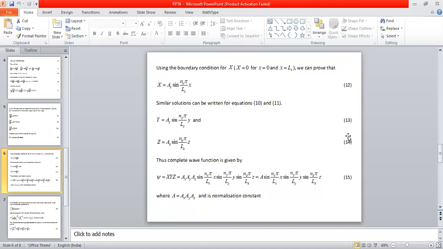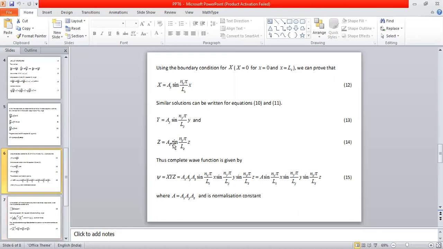If we multiply equations 12, 13, 14, we get Ax, Ay, Az into sin(nx pi divided by Lx into x), sin(ny pi by Ly into y), sin(nz pi divided by Lz into z). Otherwise, this equation can also be written as A times the sine of nx term, the sine of ny term, and the sine of nz term. What we did is take these three constants Ax, Ay, Az as capital A. So this capital A is actually the normalization constant for this wave function psi, which is a product of three different constants Ax, Ay, Az. It is possible to combine these three and make it a single constant.